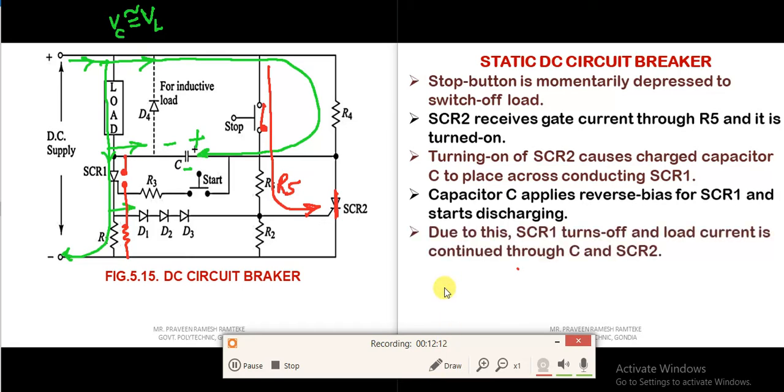Due to this, the load current is continued through C and SCR2. How will the load current flow now? The load current is flowing in this loop. This portion is totally bypassed.